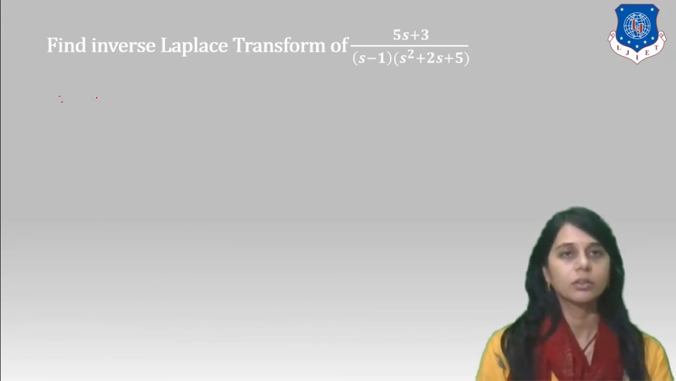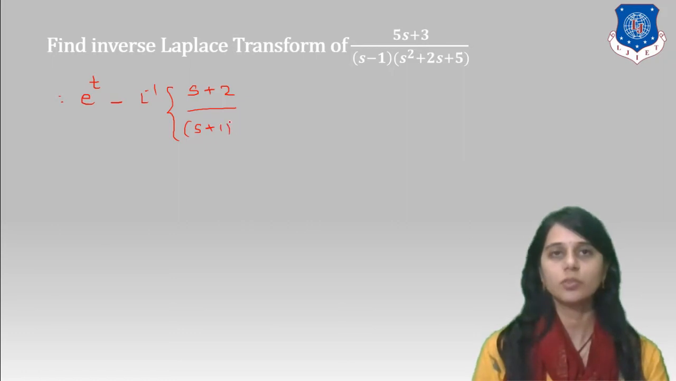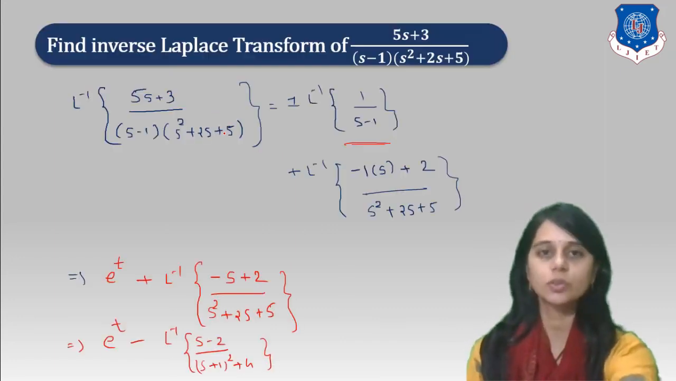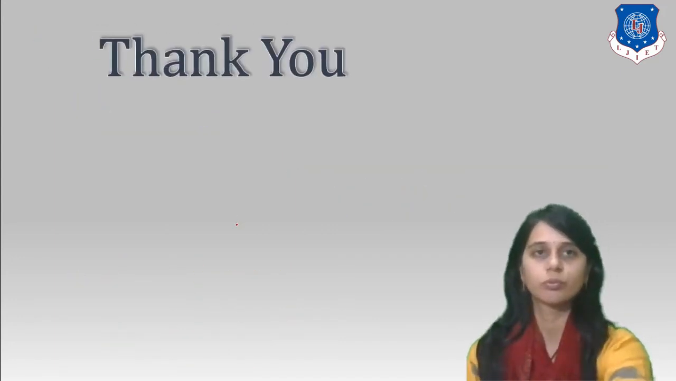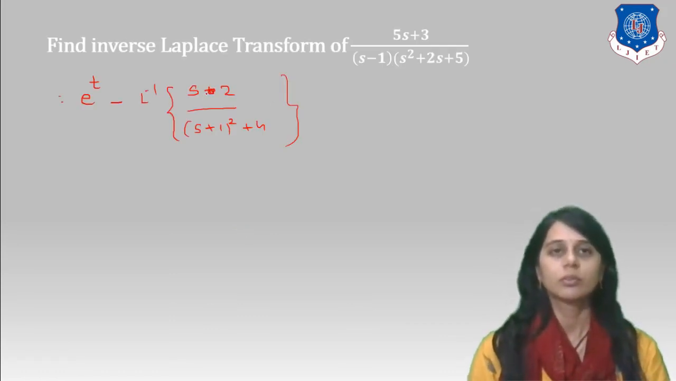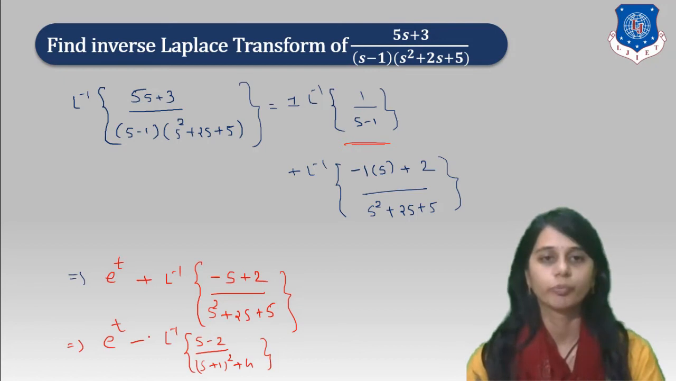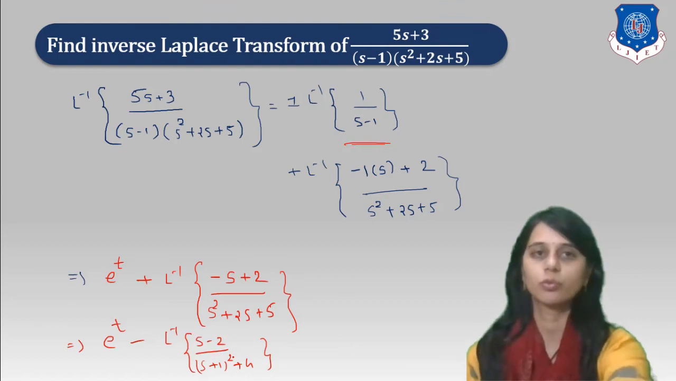So the answer is e raised to t minus the Laplace inverse of, in the numerator, s plus 2, and in the denominator, s plus 1 whole square plus 4. Plus 2 or minus? So e raised to t minus the Laplace inverse of (s minus 2) upon (s plus 1 whole square plus 4).